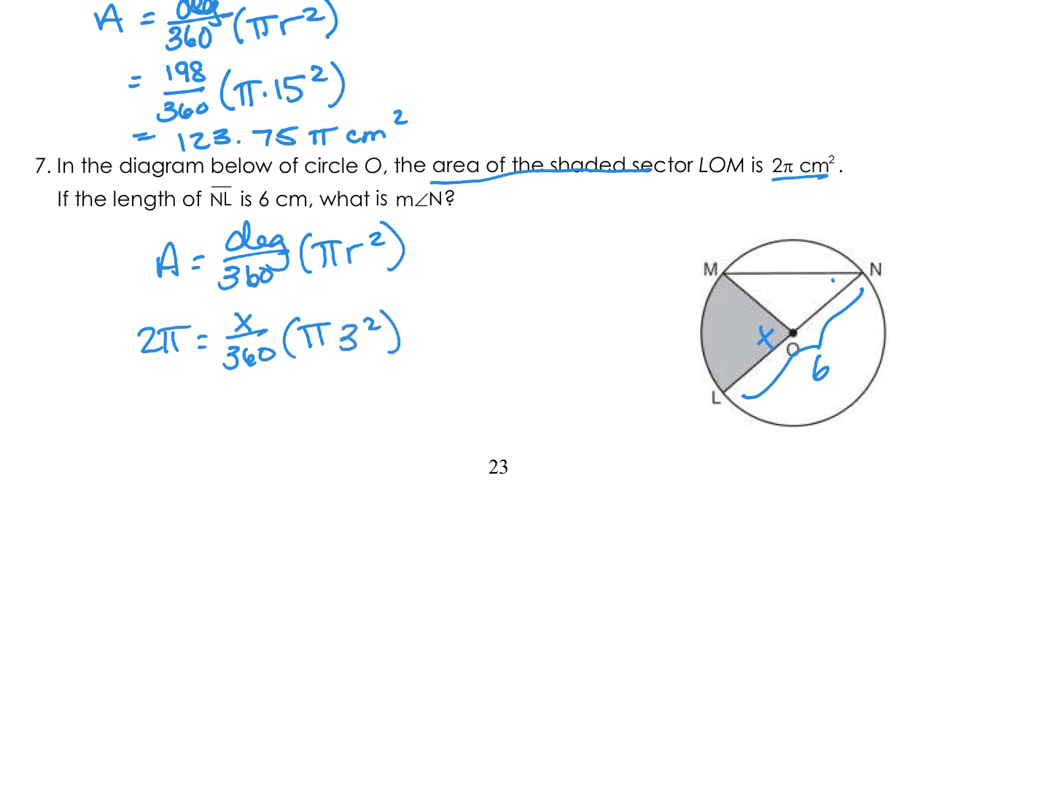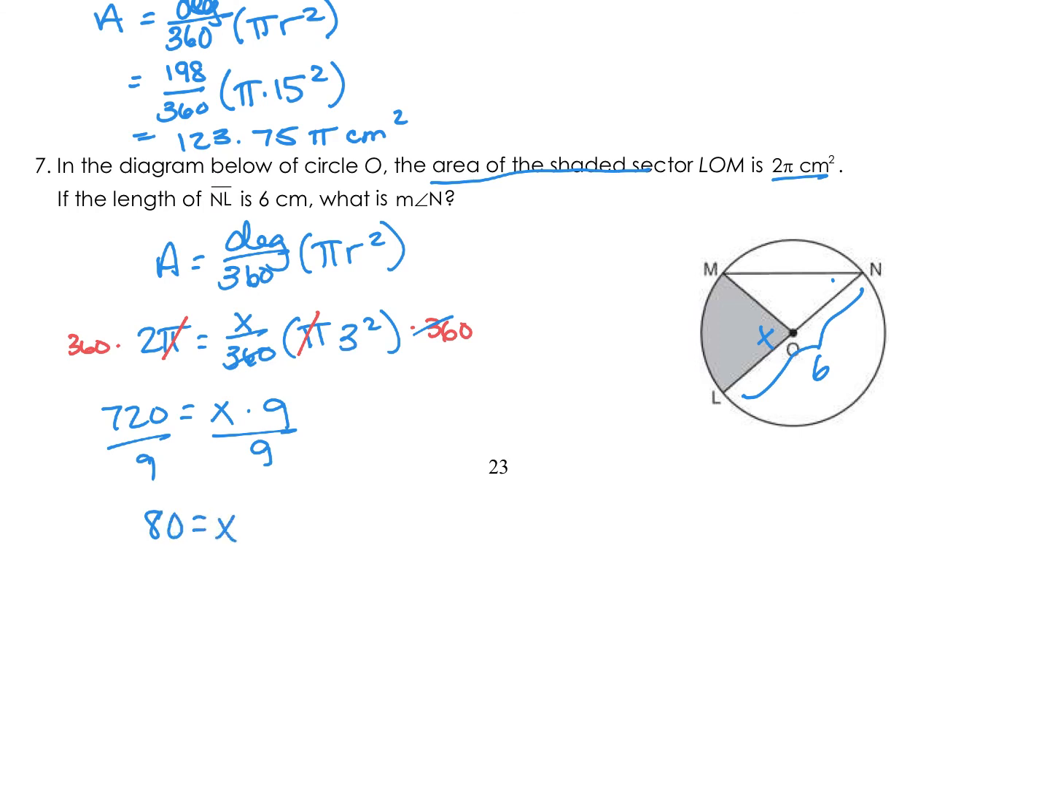All right, we did one up top like this. Cancel our pi's. Let's times by 360. We get 720 equals x, and 3 squared is 9. Divide by 9, and that is 80 equals x.